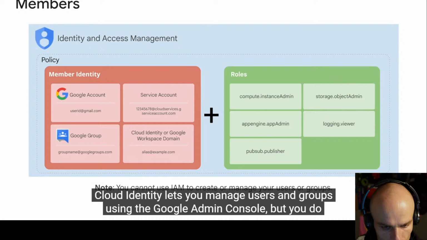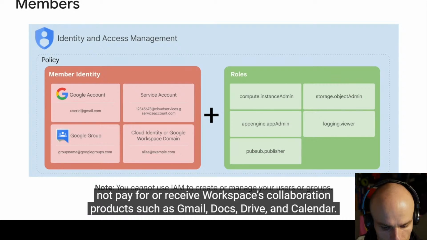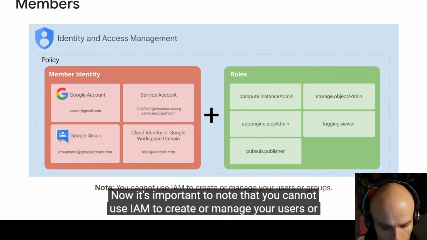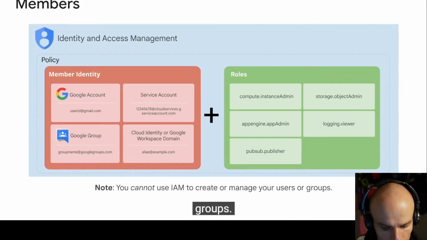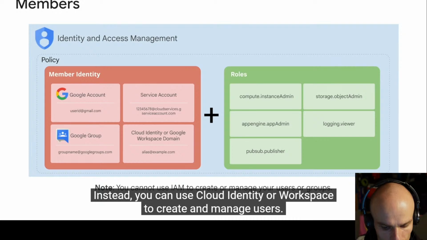Cloud Identity lets you manage users and groups using Google Admin Console, but you do not pay for or receive Workspace's collaboration products such as Gmail, Docs, Drive, and Calendar. Now, it's important to note that you cannot use IAM to create or manage your users or groups. Instead, you can use Cloud Identity or Workspace to create and manage users.